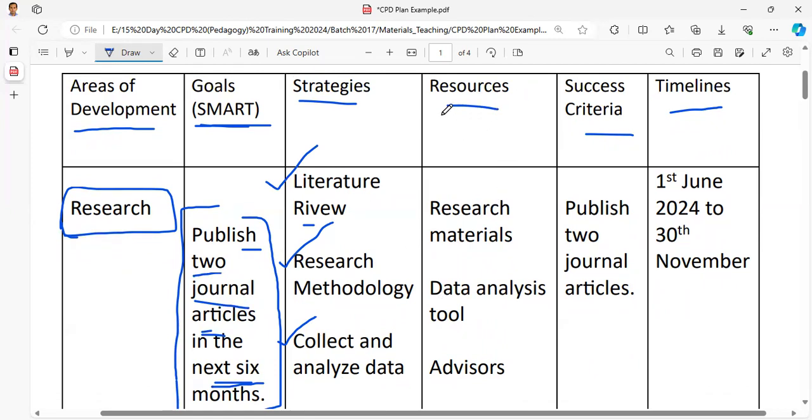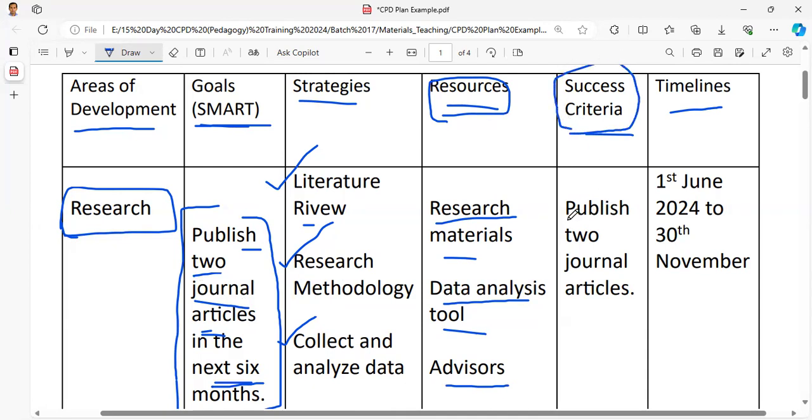So I need some resources to publish two journal articles. One is research materials, and the other is a data analysis tool. And also I need some advisors who will guide me, who will assist me to publish two journal articles. So now let me set some success criteria.